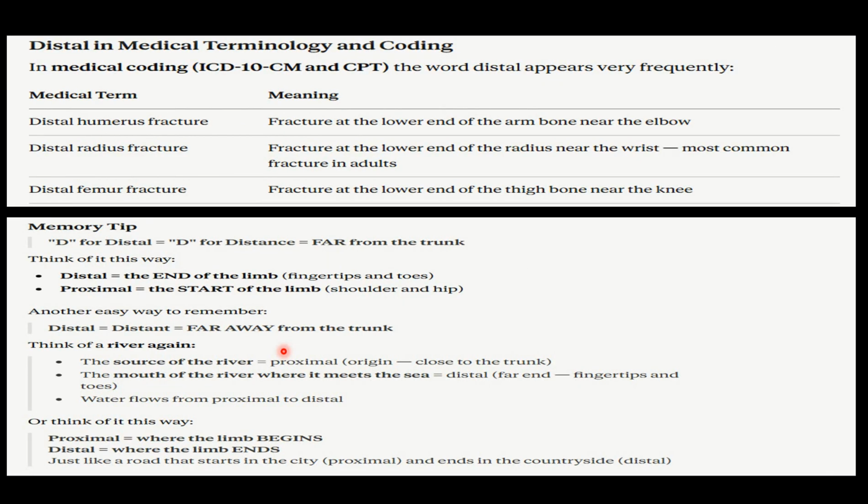Now let's see how it is utilized in medical terminology. Although there are so many terms that use this distal or proximal kind of thing, here I'll just give you one idea so that we can cover the topic, and later if needed we will discuss in detail. Okay, so the medical term distal humerus fracture is the fracture at the lower end of the arm bone near the elbow. Second is distal radius fracture, a fracture at the lower end of the radius near the wrist, that is the most common fracture in adults. Then we have distal femur fracture, a fracture at the lower end of the thigh bone near the knee.